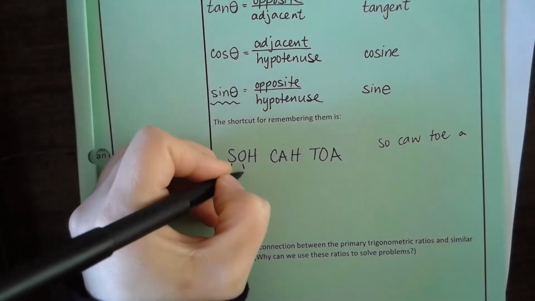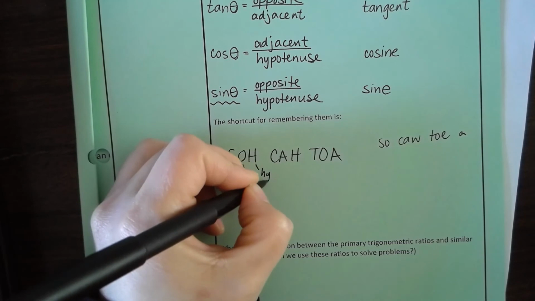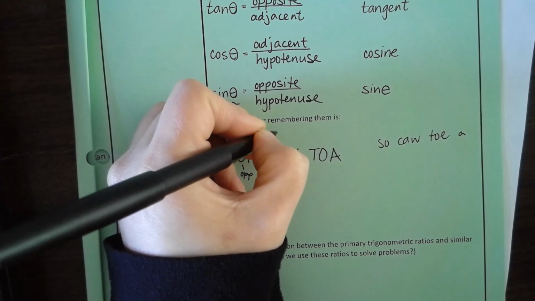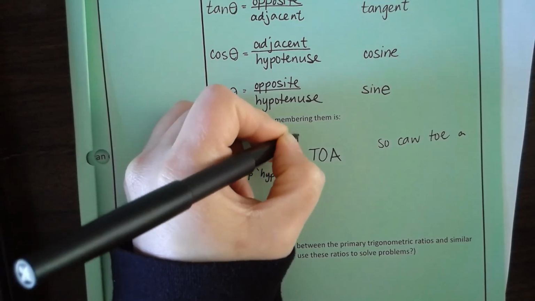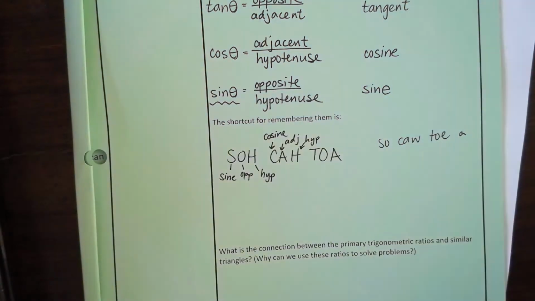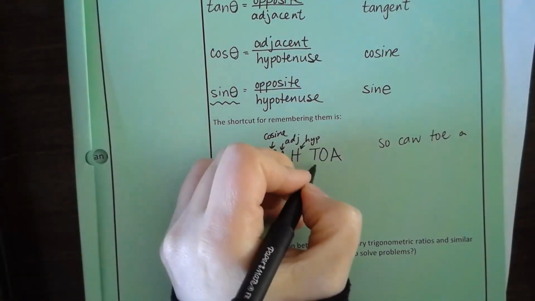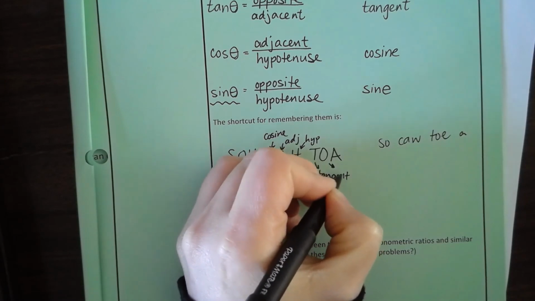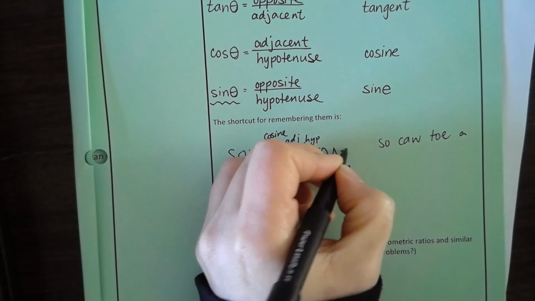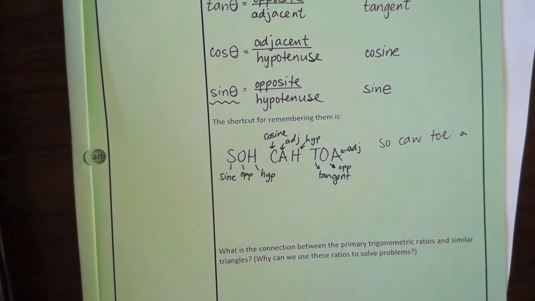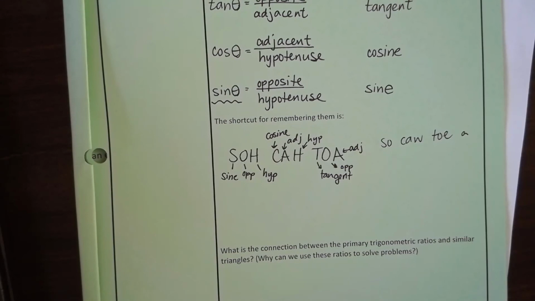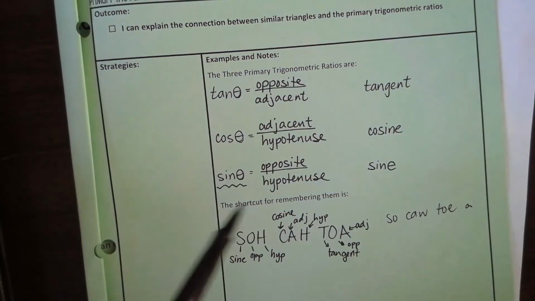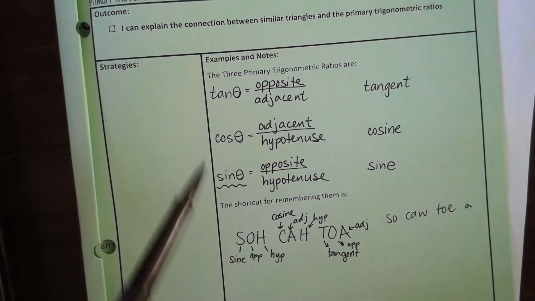sine is our opposite over our hypotenuse, and cosine is our adjacent over our hypotenuse, and TOA is our tan, our tangent is our opposite over our adjacent. Okay, so if you can remember SOHCAHTOA, then you will remember these ratios, and you don't have to memorize them as this set of words here.